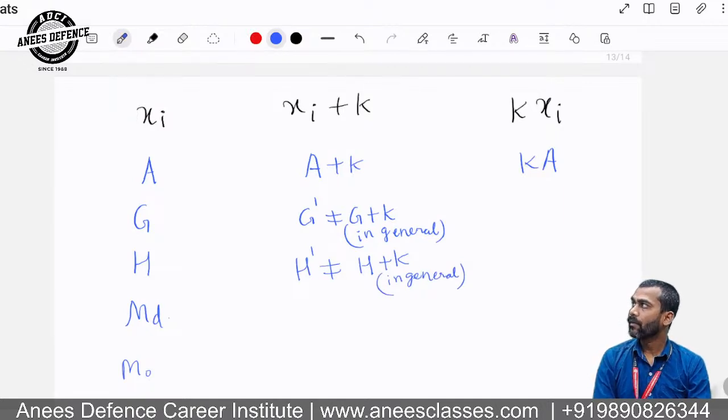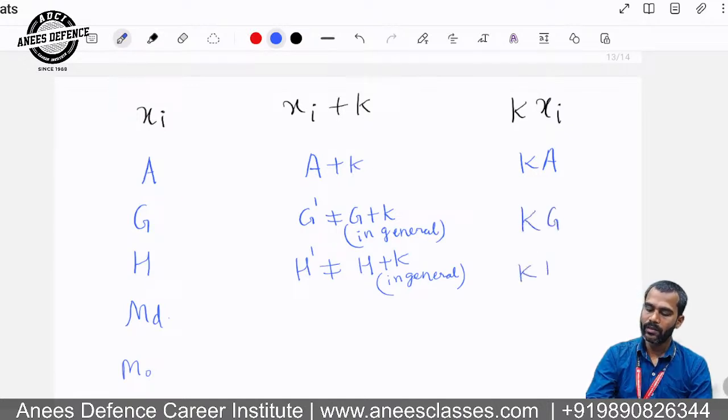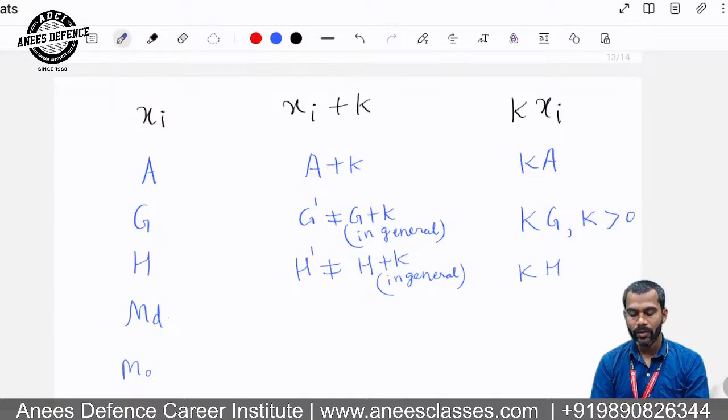In which case? If all the observations are same, and here k times g and k times h. But here we have to see k cannot be negative. K should not be negative. K should be positive. Yes or no? Shall we move ahead? Median and mode doesn't matter.